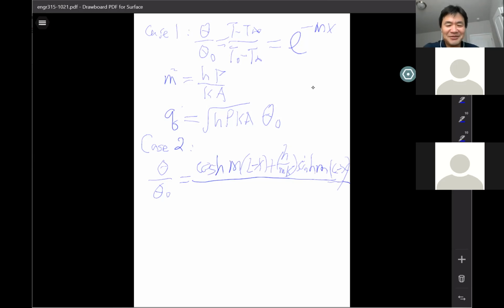You're dealing with those equations, huh? This is college level, right? In the denominator is cosh mL plus h over mk sinh mL.